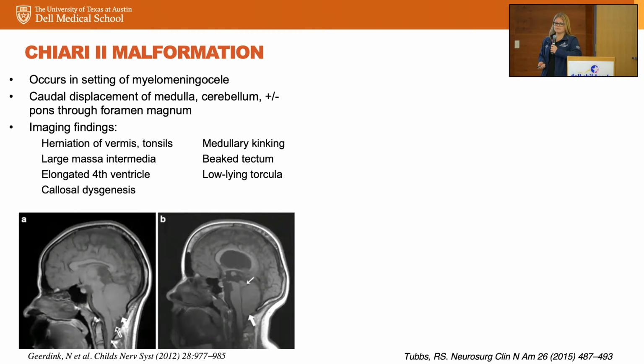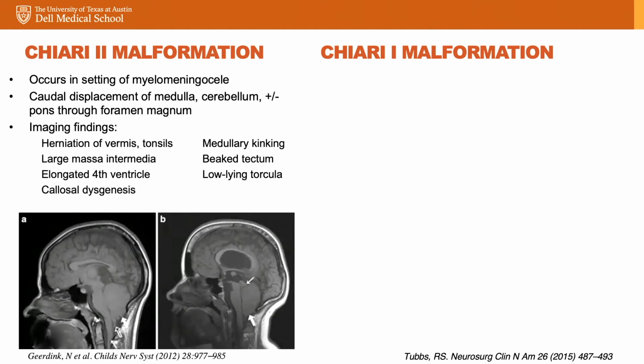They also have some typical imaging findings like herniation of the vermis and large massa intermedia. They have elongated fourth ventricles. Sometimes they have callosal dysgenesis and beaked tectum, et cetera. Certain of these findings are important for the surgeon, particularly when they're planning any potential interventions, particularly the low-lying torcula, because they have venous structures that can be quite close to your decompression site.